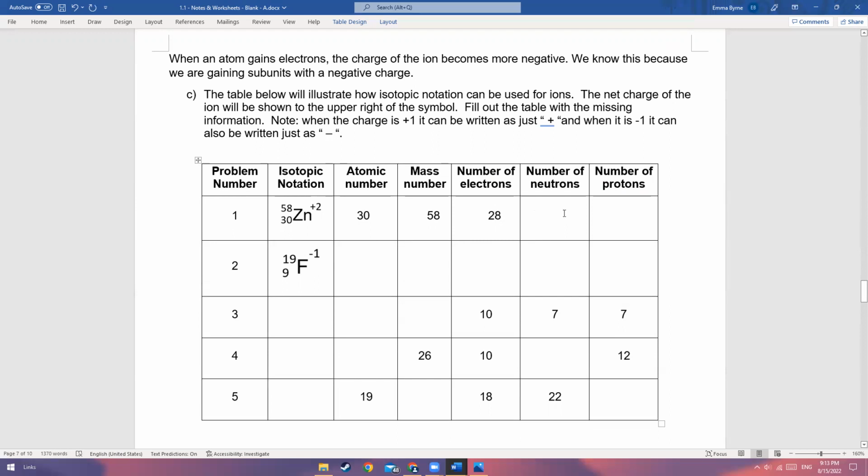So now for the number of neutrons. So we know the number of neutrons is the mass number minus the atomic number, right? So the number of neutrons here is 28. And the number of protons, we know that the number of protons is synonymous with the atomic number, and that is 30. So we know that this is 30.